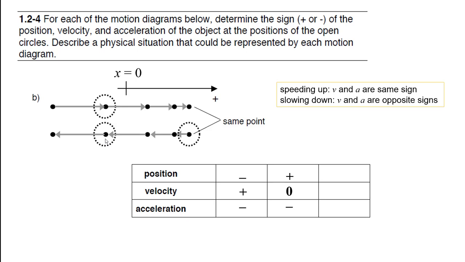Finally, let's look at this point. I'm to the left of my x equals 0, so my position is going to be negative. My velocity is pointing to the left, and my coordinate system defines to the right as positive, so that means to the left is negative for my velocity.